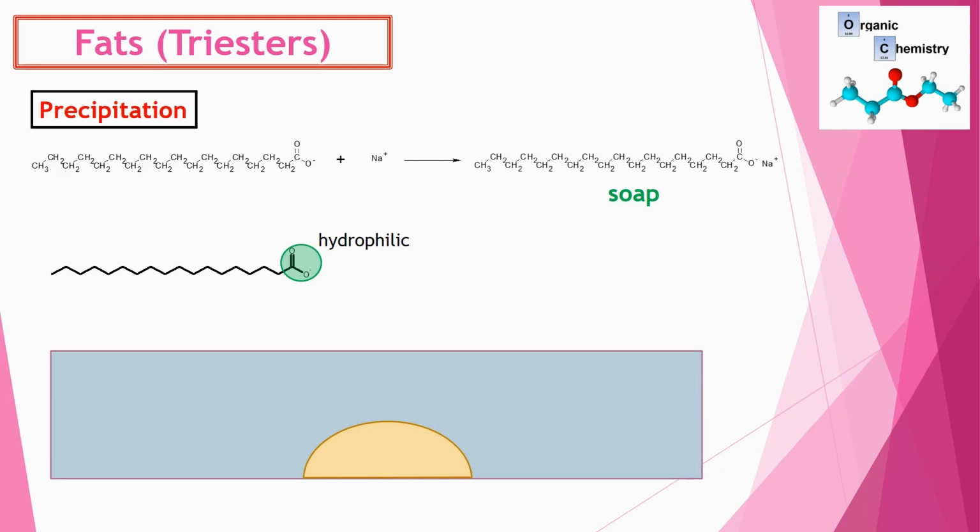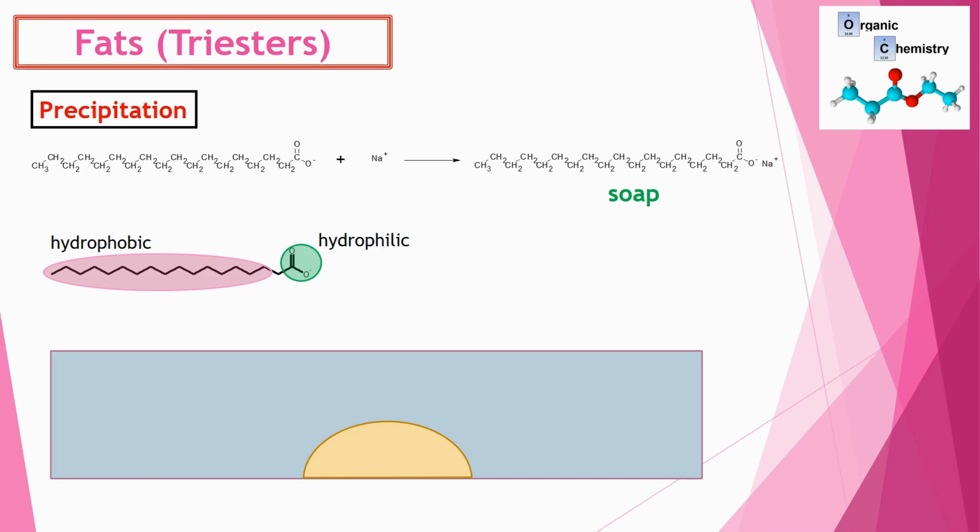This end here is actually attracted to water. It can make hydrogen bonds with water, and so it can have water surround it and join to the water or dissolve in the water. And the other end, made of just carbons and hydrogens, is hydrophobic. It doesn't dissolve in water, but it dissolves in oil really well. So the head dissolves in water and the tail dissolves in oil.